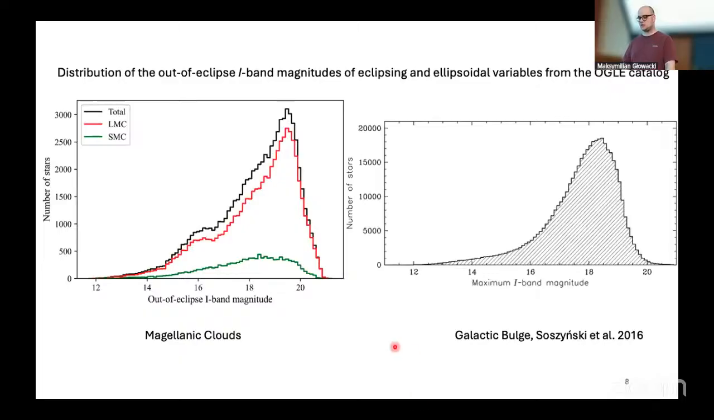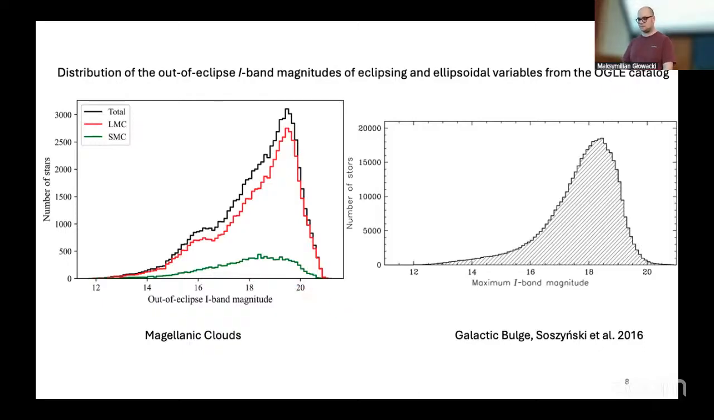The second thing is to compare the distribution of out-of-eclipse I-band magnitudes for the galactic bulge and Magellanic Clouds. And here again, they look quite similar. However, there are some small differences. In the Magellanic Clouds, the entire distribution is shifted slightly towards lower brightness, to the higher magnitude values. And the second thing we can observe is a local maximum around 16 magnitudes.